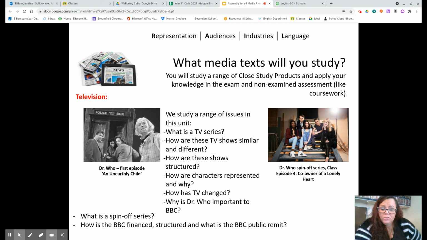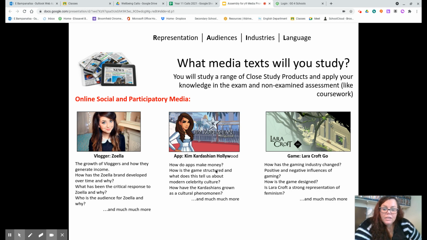For television, we're looking at Doctor Who, the first ever episode made, and at a spin-off series, Class, episode 4, Co-Owner of a Lonely Heart. Again, we're looking at the representations, the characters, and how these shows are structured. And of course, we're looking at the industry, the BBC. In terms of online, social and participatory media, which includes gaming, we're looking into vlogger Zoella, Kim Kardashian's Hollywood app, which is a game, and Lara Croft.